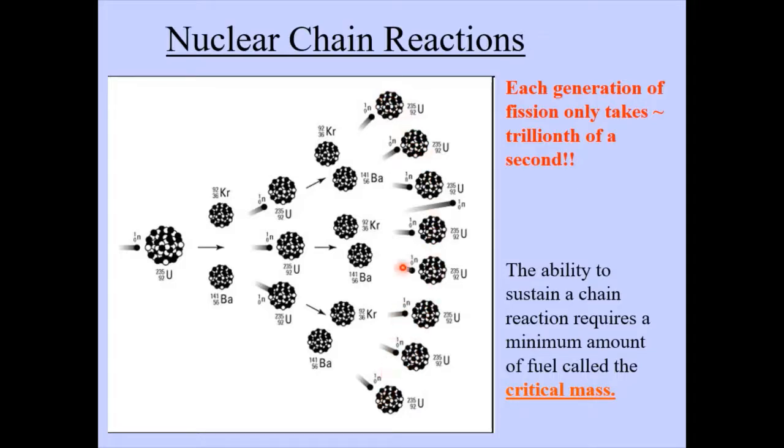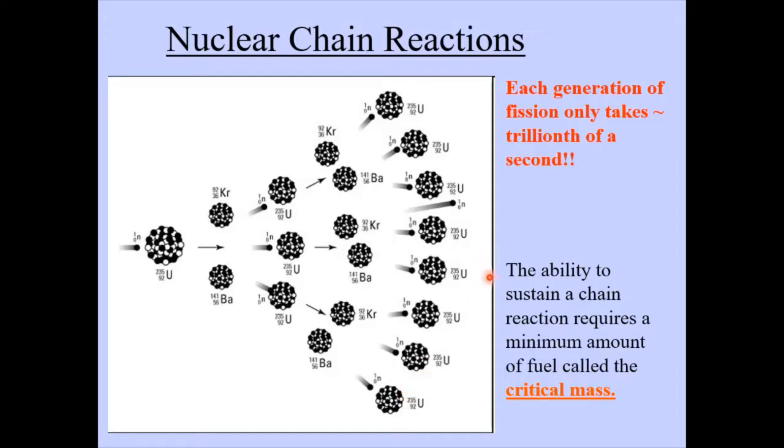And you can see how this process is building up very quickly. And remember that each generation from here to here, and then from here to here and here to here, only takes a trillionth of a second. So within a very, very small fraction of a second, we can have many, many, many generations of fission reactions going on, which is a chain reaction. It's sort of a self-sustaining reaction that builds up with time.